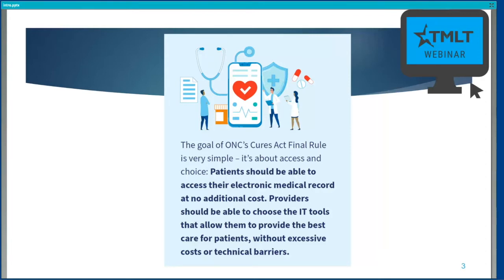Very simply, it's about access and choice. First, patients should be able to access their electronic medical records at no additional cost. And second, providers should be able to choose the IT tools that allow them to provide the best care for patients without excessive cost or technical barriers.